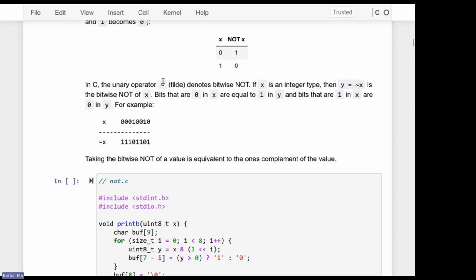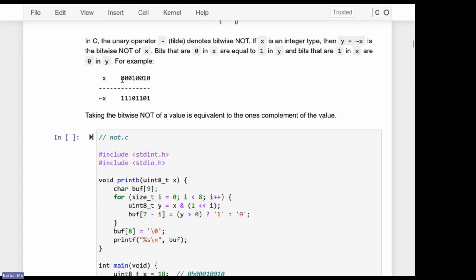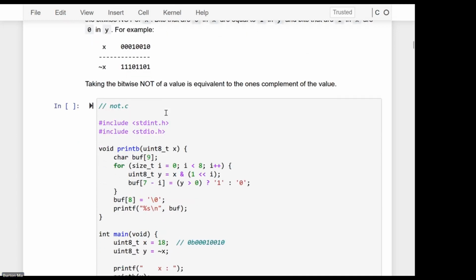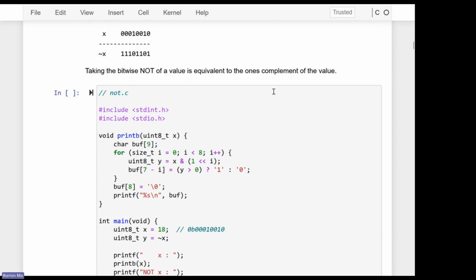In C, there is an operator that is the tilde. Sorry, if you can't read that, it might be a bit small for you. The tilde is the not operator. You can apply not to any integer value, and what that does is flip all of the bits of the integer value. So if x is some integer type, then y equals tilde x is the bitwise not of x. Bits in x that are zero become one in y, and bits that are one in x become zero in y. For example, if your x is 00000000100010, flip all the bits, and that's the not of x. Taking the bitwise not of a value is equivalent to what's called the ones complement of the value. Remember, for two's complement, you do the not and then add one.